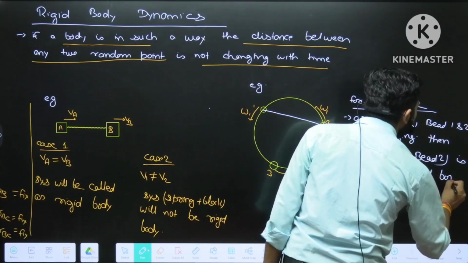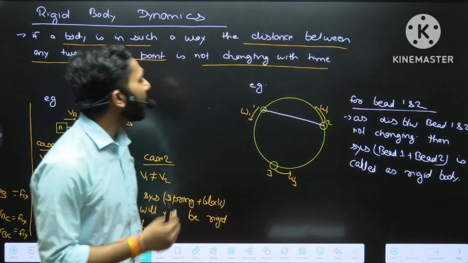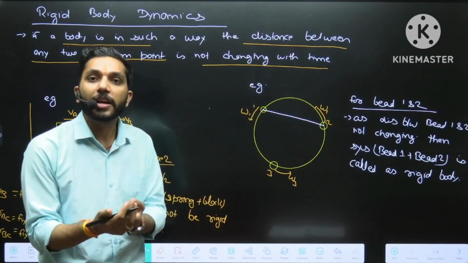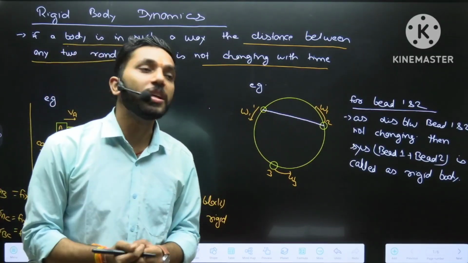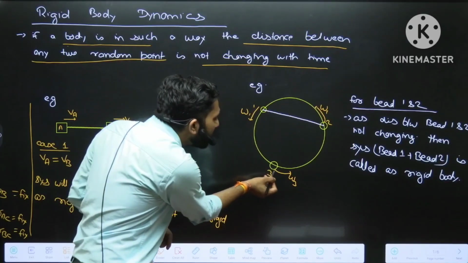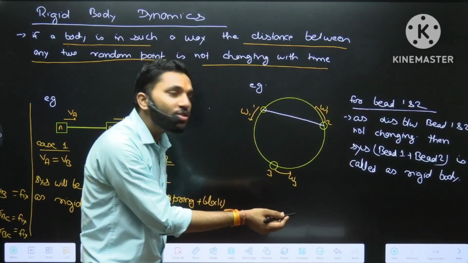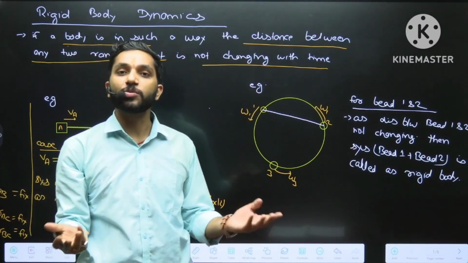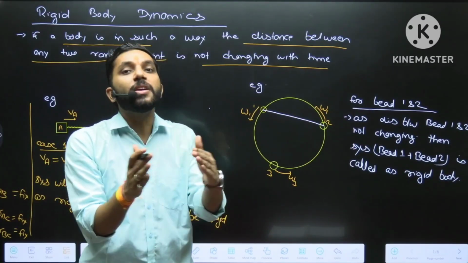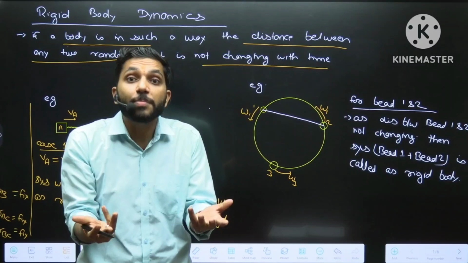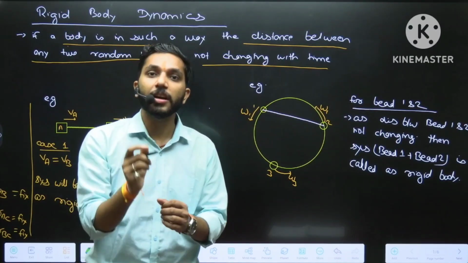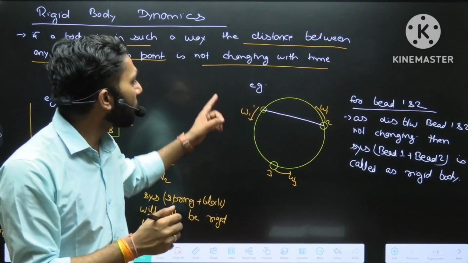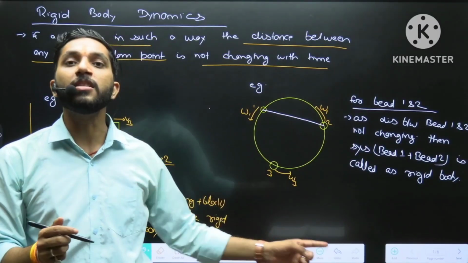Rigid body. What if we take in our system body 1 and body 3? If we are taking body 1 and body 3 in our system, then what will happen here? Body 3 will move with a different angular velocity, and body 1 will move with a different angular velocity. In that case, there will be some separation with time. And if there is separation with time, then according to our definitions, we cannot say the system of body 1 and body 3 is a rigid body.